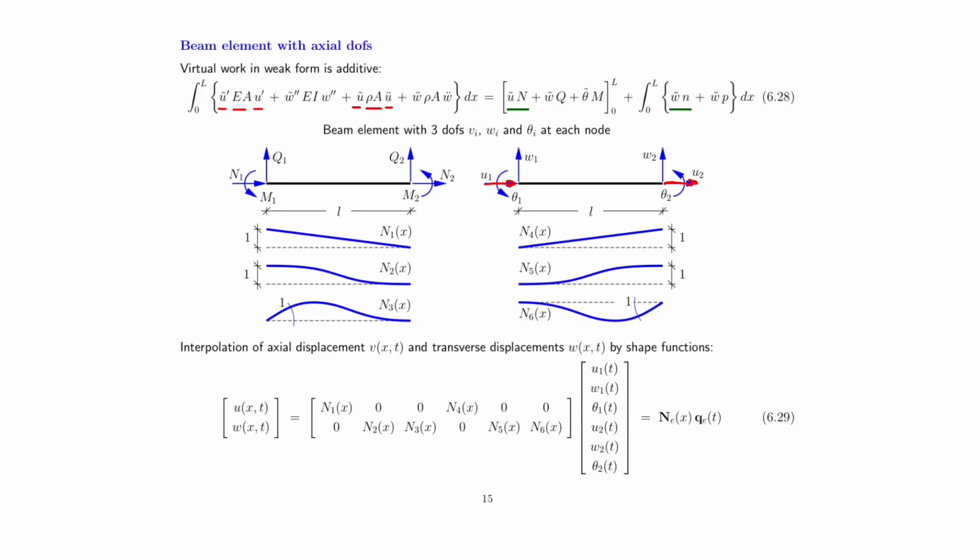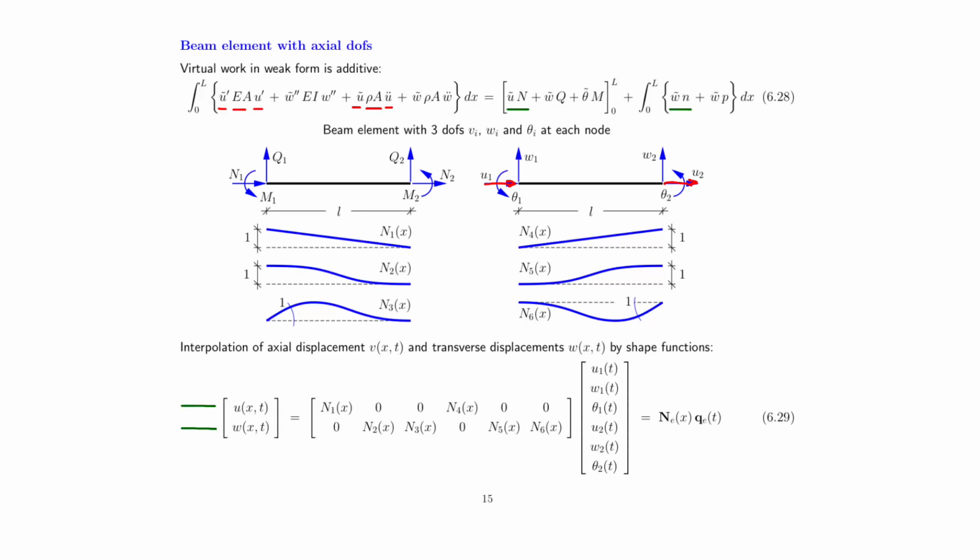So the nice thing about a weak form is that additional terms, additional effects, additional degrees of freedom can be added by simply adding additional terms. Now, on the left-hand side, we have two displacement fields. We have a horizontal displacement field, and we have a transverse or vertical displacement field. So therefore, we now have two rows instead of one.